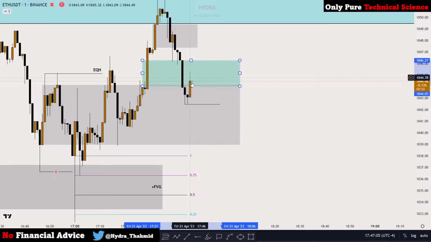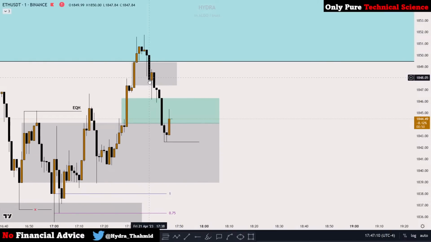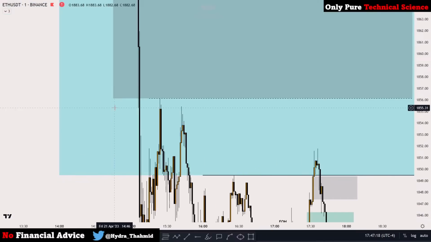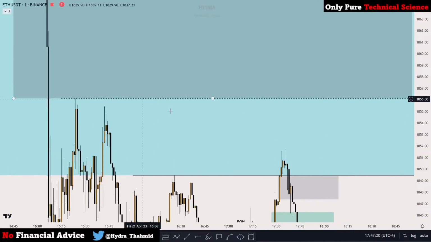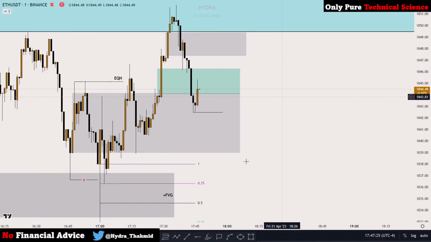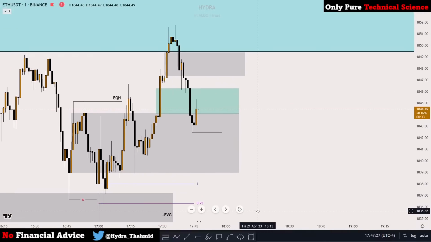From this zone, right, from this fair value gap. I don't want to see price coming up and going above this fair value gap. If it does that, it will hunt these relative equal highs that you see here. It will hunt that. And if it does respect this fair value gap and my narrative, it will hunt the relative equal lows that I showed you on the hourly chart. It will do that.